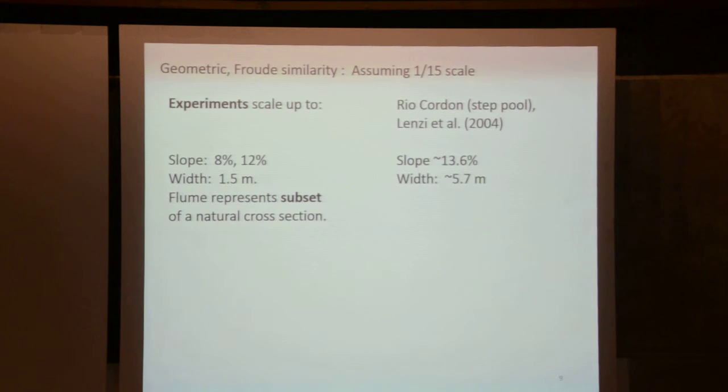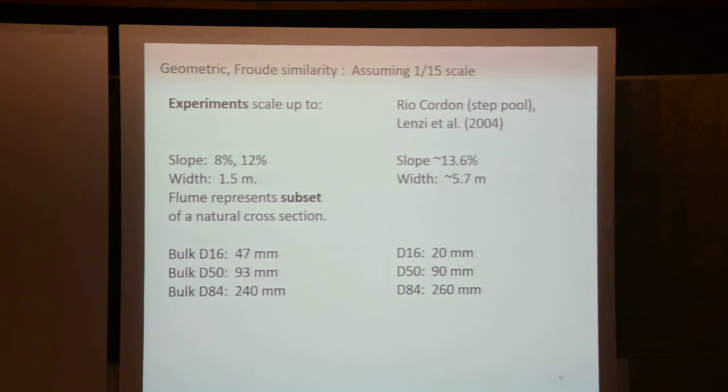The probably biggest assumption in the scaling is here, is that the width of the flume scales up to be about a quarter of the width of the field case. And so, the flume, I'm thinking of it as representing a subsection of the actual channel, but not the entirety of the channel, which I'm at least going to argue is reasonable for clear, straight, smooth plexiglass sidewalls.